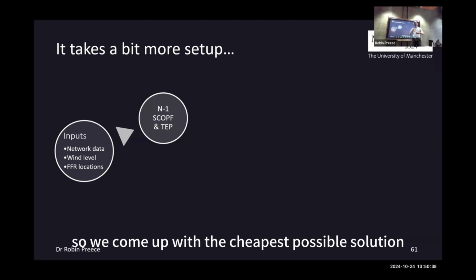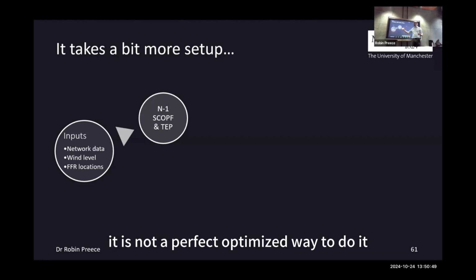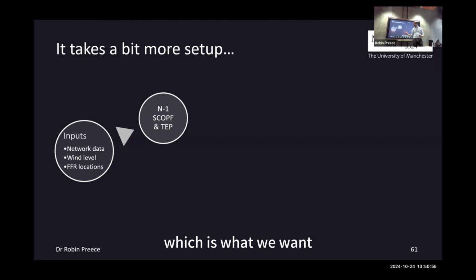So we come up with the cheapest possible solution to get rid of our overload problem and to make our system N-1 secure again. It is not a perfect optimized way to do it, but it is a broadly representative way that leaves us with a system which is N-1 secure, which is what we want.